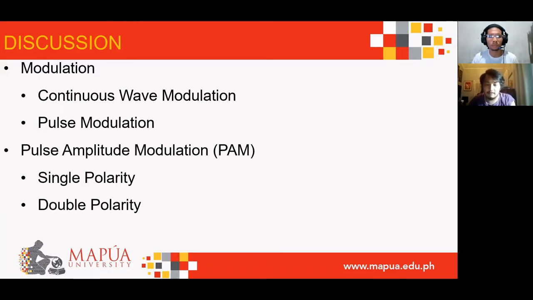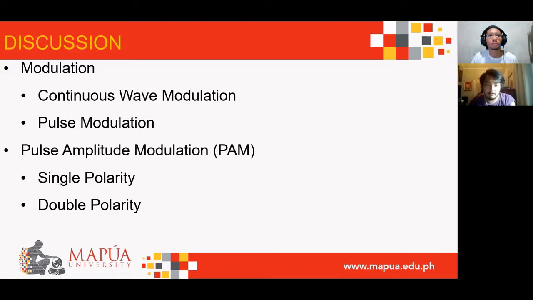The focus of this activity is the pulse amplitude modulation or PAM. It is the basic form of pulse modulation. According to the book Electronic Communication Systems, second edition by Roy Blake, pulse amplitude modulation is defined as a series of pulses in which the amplitude of each pulse represents the amplitude of the information signal at a given time.